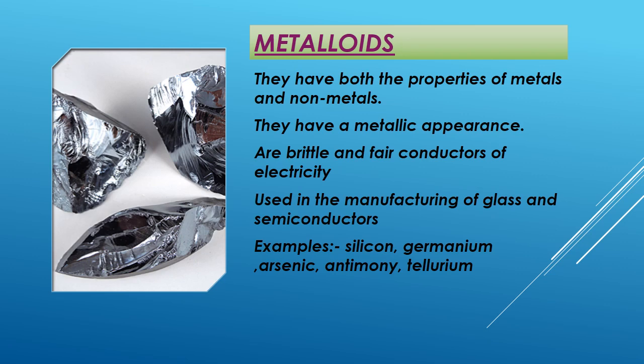And then what is the use of metalloids? Metalloids are used in the manufacturing of glass, and they are also used in making semiconductor devices. Examples are silicon, germanium, arsenic, antimony, tellurium. These are the examples of metalloids. Silicon vessels are generally used for cooking purposes also.